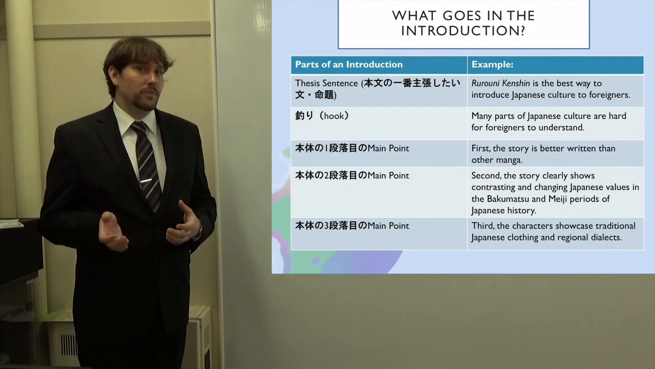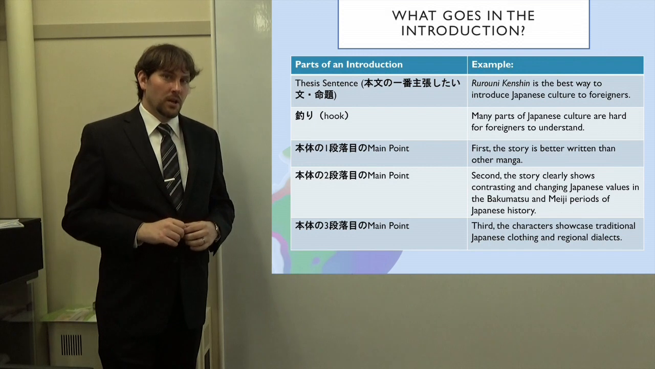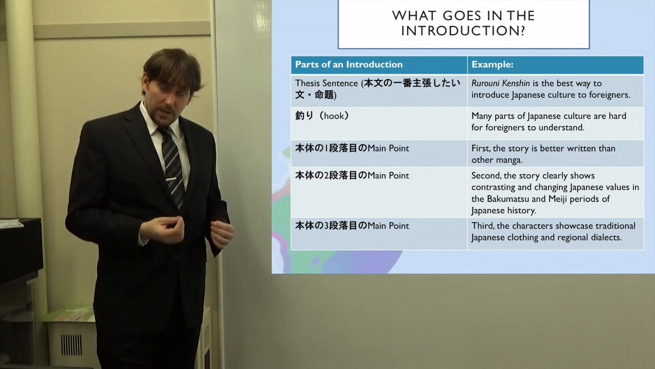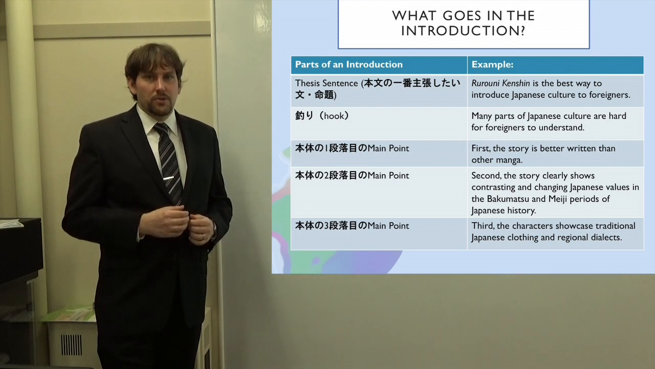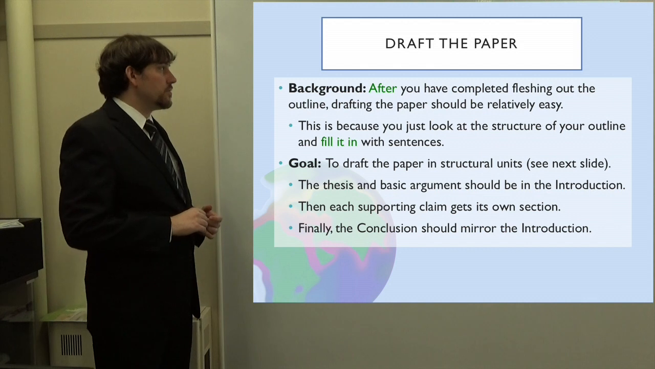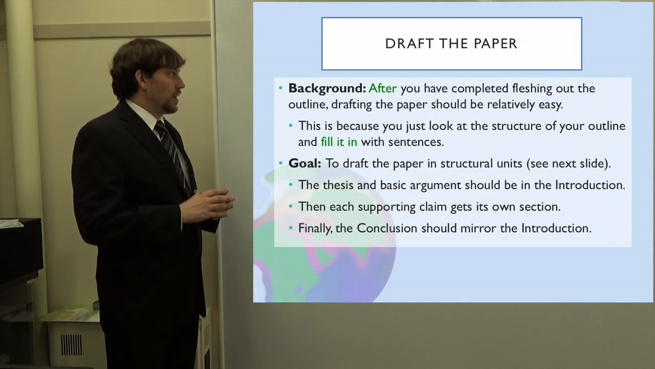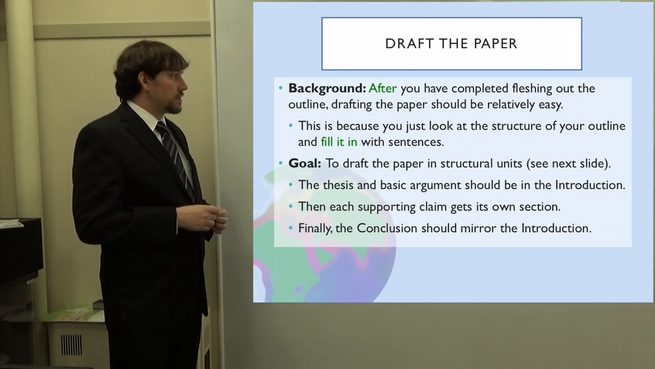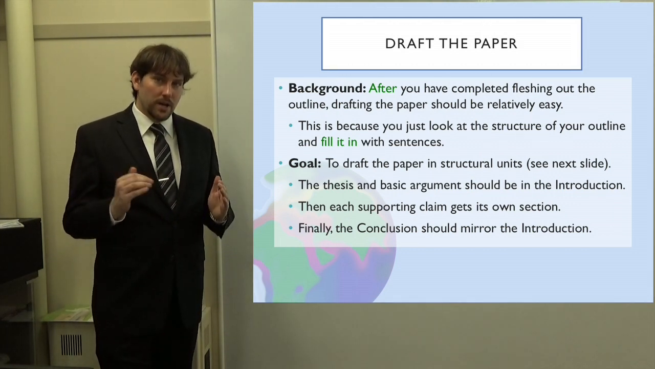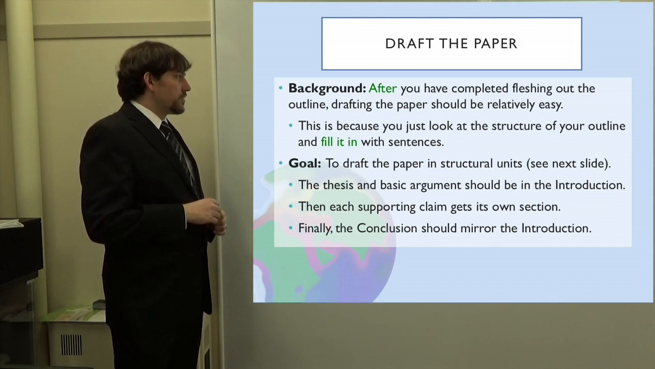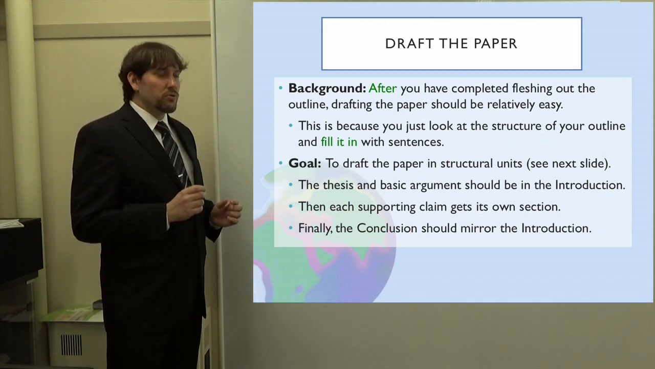So this is an example of a good introduction. It summarizes the argument, it explains why we care about the argument, and it tells you the claims we're going to use to support our statement. After you have completed fleshing out the outline, you should be able to write the paper quickly, because you just look at the outline and you write sentences that match what you wanted to say. The goal here is to draft the paper in structural units.